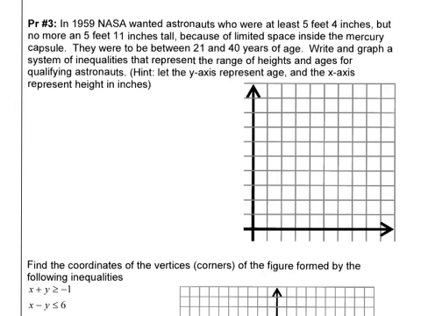In 1959, NASA wanted astronauts who were at least 5 feet 4 inches, but no more than 5 feet 11 inches tall, because of limited space inside the Mercury capsule. They were to be between 21 and 40 years of age. Write and graph a system of inequalities that represents the range of heights and ages for qualifying astronauts.